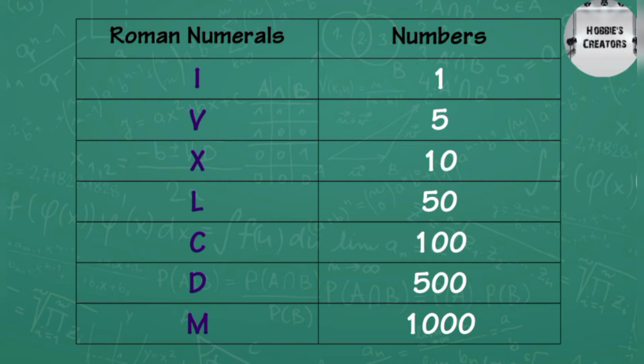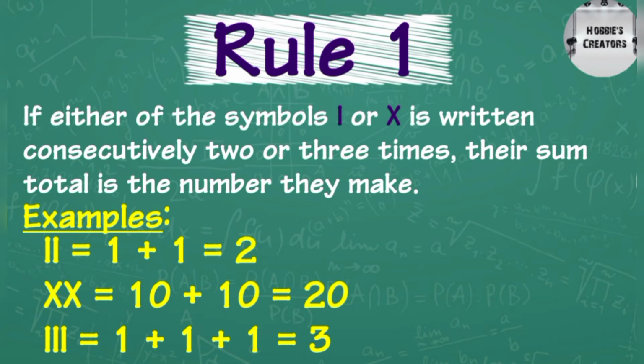Now we can move on to the rules. Rule 1. If either of the symbols I or X is written consecutively 2 or 3 times, their sum total is the number they make. Here consecutively means continuously. So if the symbol I or X is written continuously 2 or 3 times, then their sum, which is nothing but addition, is the number they make. After adding, whatever number we get is the number for the Roman numeral. You can see the examples here.